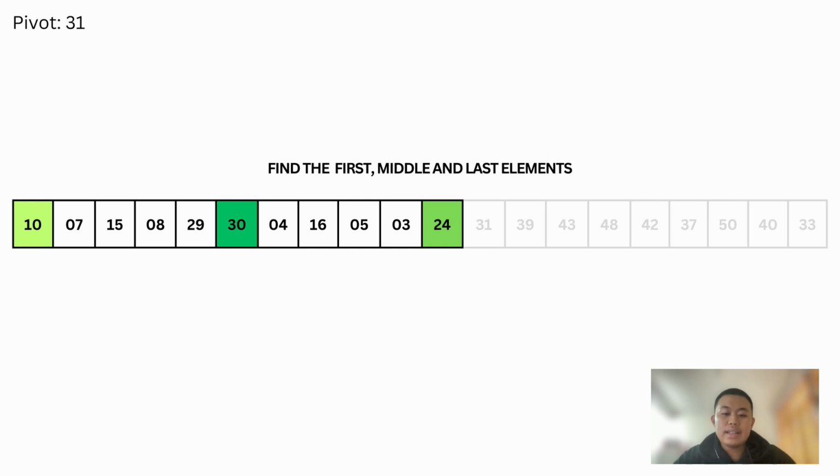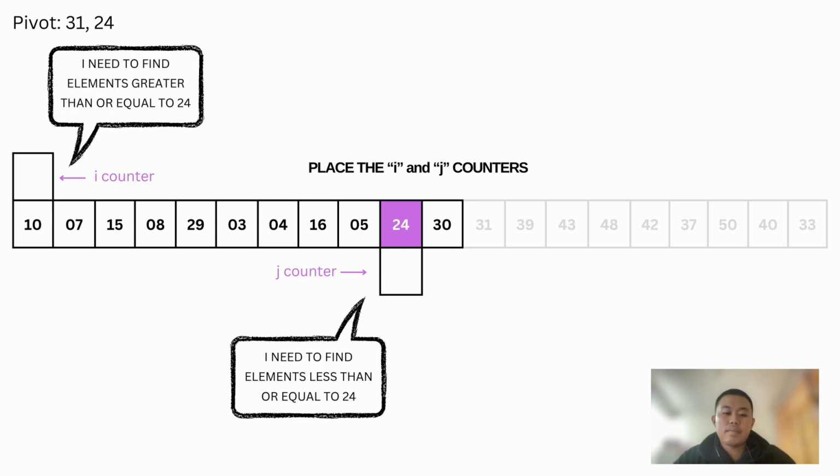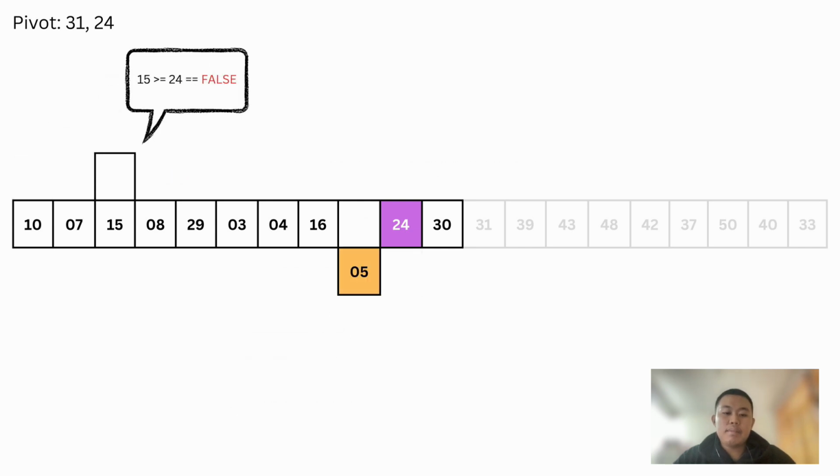Find the first, middle, and last elements, and then sort them. Then swap the middle with the second to the last element. And then make it the pivot. Then place the counters again. Then keep swapping the elements until they cross.